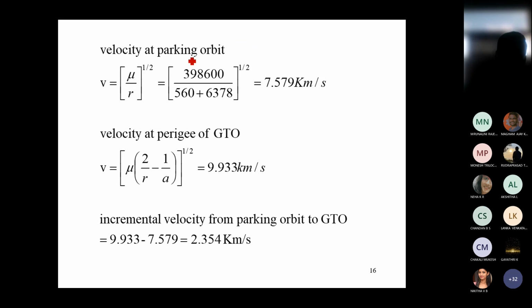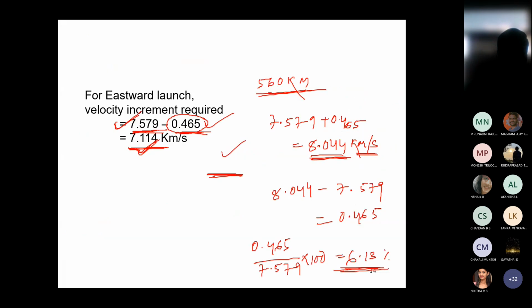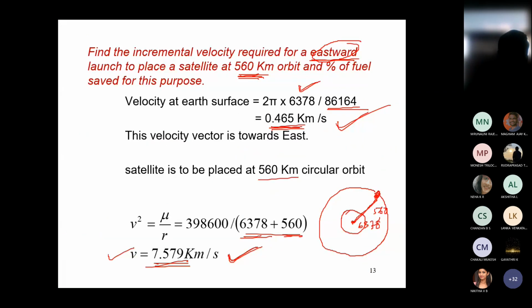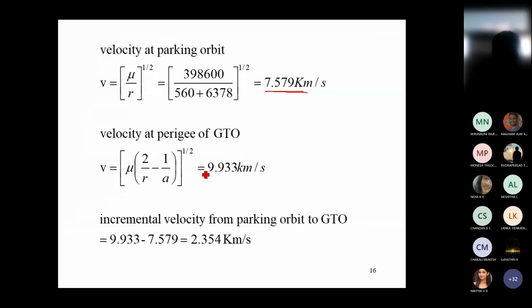See here. The velocity in parking orbit is the square root of mu by r, that is 7.579. This one we already calculated in the previous one, 7.579. I will show it, because the orbital height is the same, 560 kilometer. For 560 kilometer, you see we have calculated here 7.579. So the same thing is coming here. Now you have to calculate the velocity at perigee.